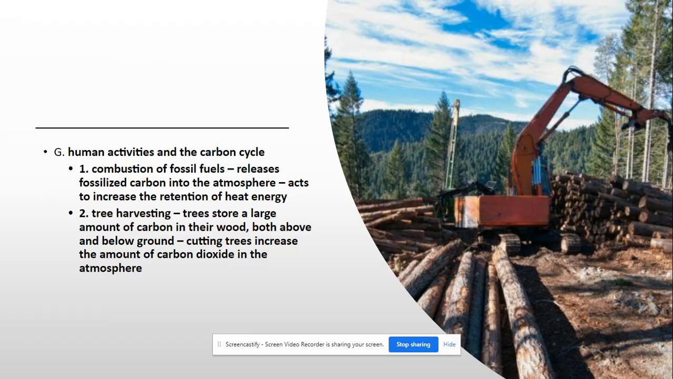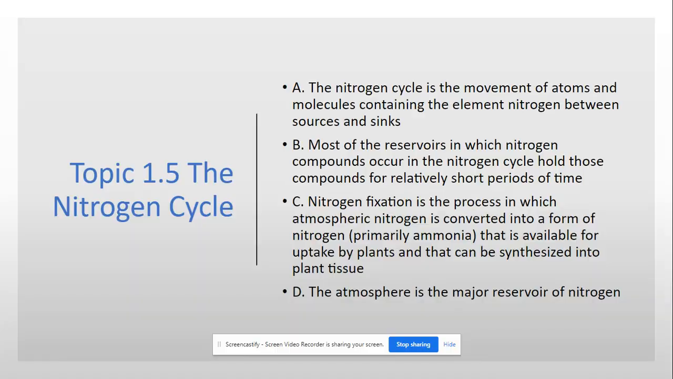Two major human activities that impact our carbon cycle are the combustion of fossil fuels, because now we're releasing fossilized carbon that hasn't been in the atmosphere for millions of years back into the atmosphere, as well as tree harvesting. Trees photosynthesize and capture tremendous amounts of carbon dioxide. When we chop those trees down, we increase the amount of CO2 in the atmosphere because now there's nothing capturing that carbon.